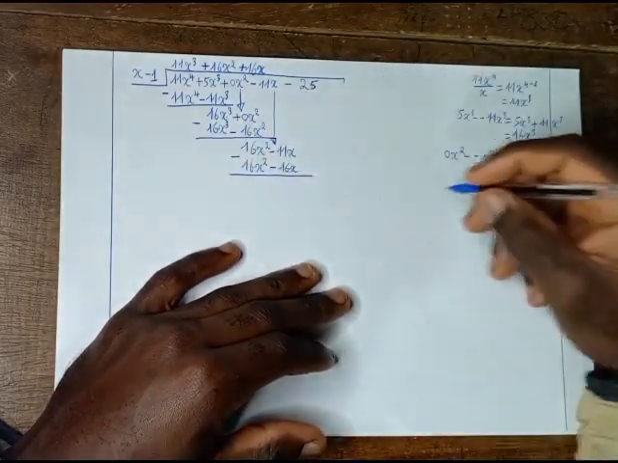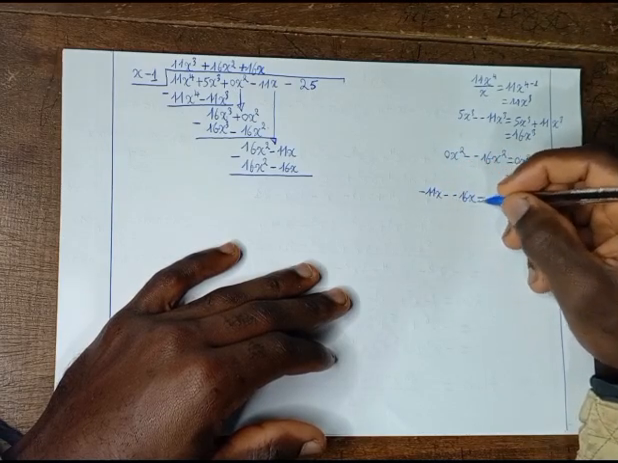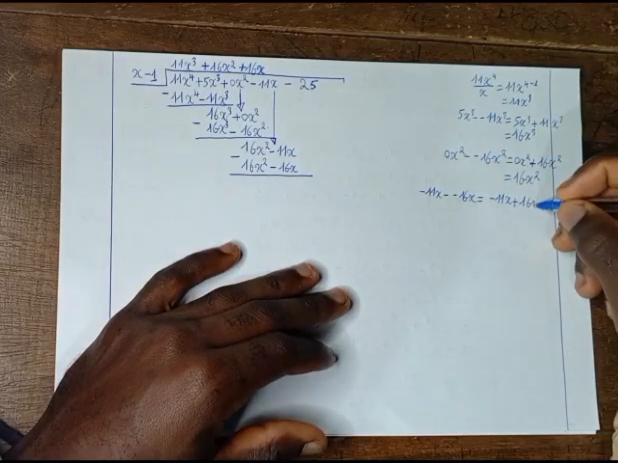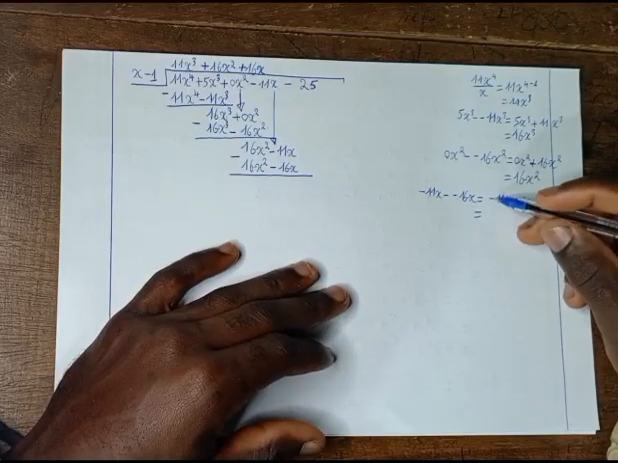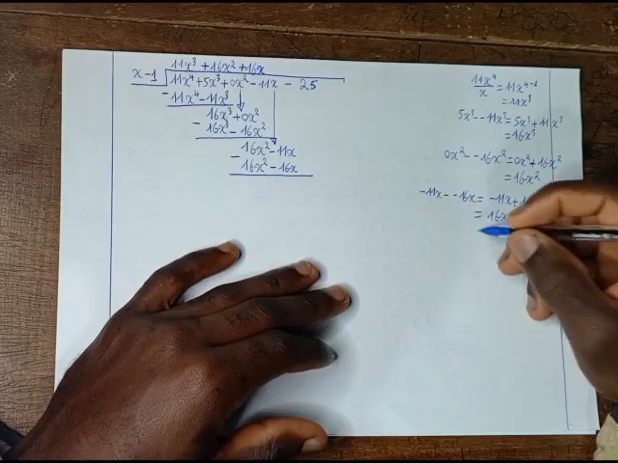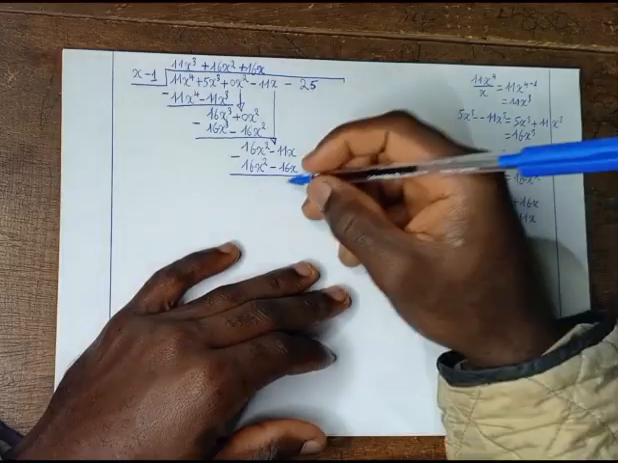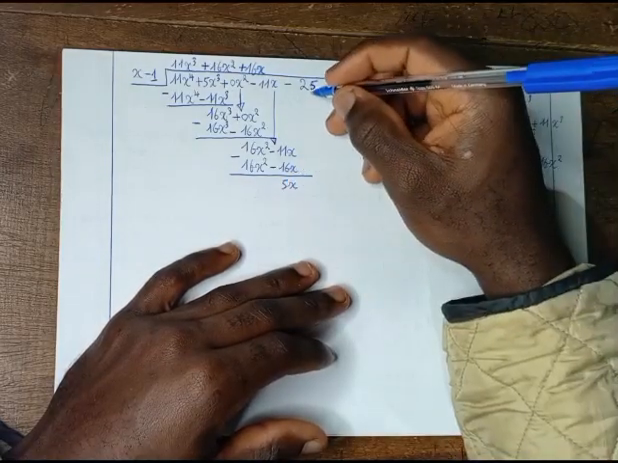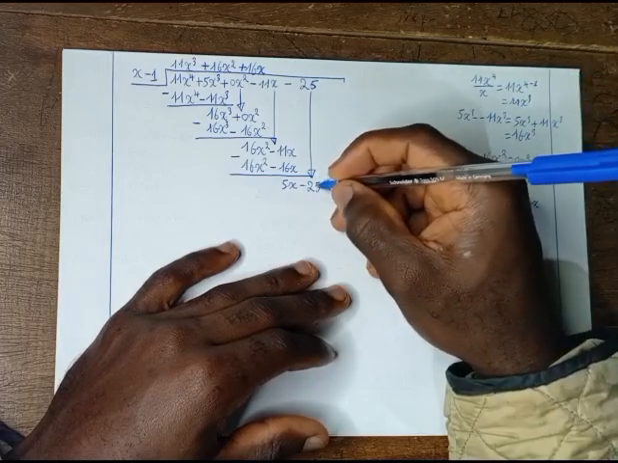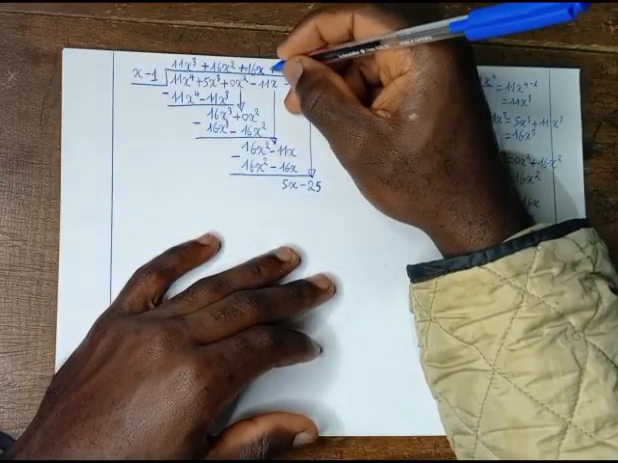Negative 11x minus negative 16x will simply be equal to negative 11x, negative negative becomes positive. This will give us negative 11x plus 16x, which is the same as 16x minus 11x, which is simply equal to 5x. This will give us 5x. Next, we are going to bring down the constant term, negative 25, to meet 5x. 5x divided by x will give us positive 5.